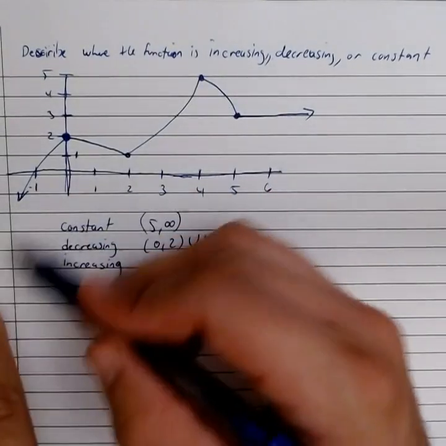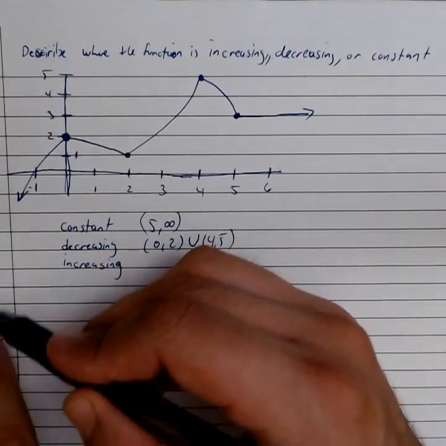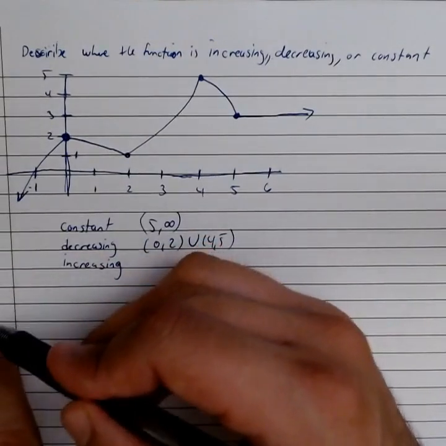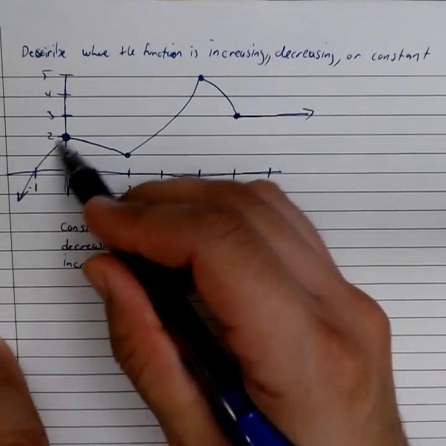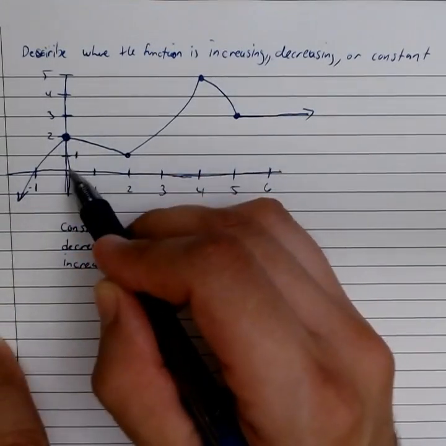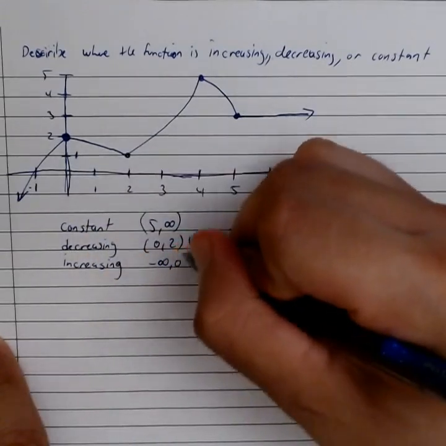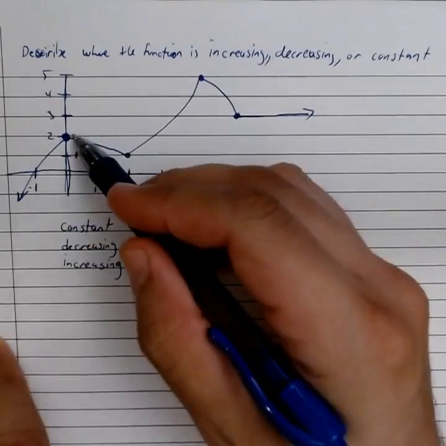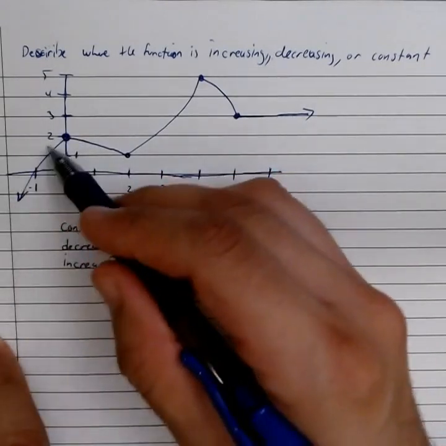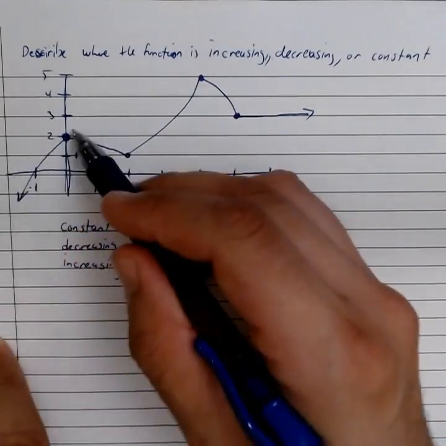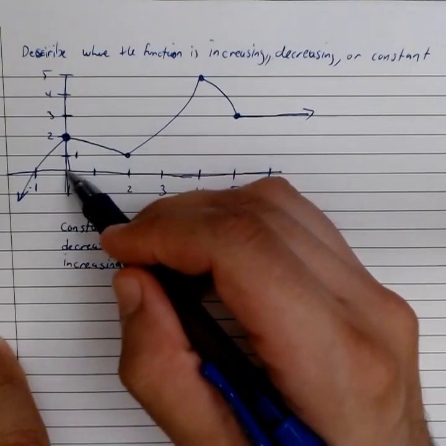Well, it never really starts. It was always increasing, all the way back here from the left. Okay, so that's from negative infinity. And it continues to increase until you reach this point, which has an x value of 0. Yes, it goes up to the y value of 2, but that's not how we describe it. We describe it using the x values, from negative infinity to an x value of 0.